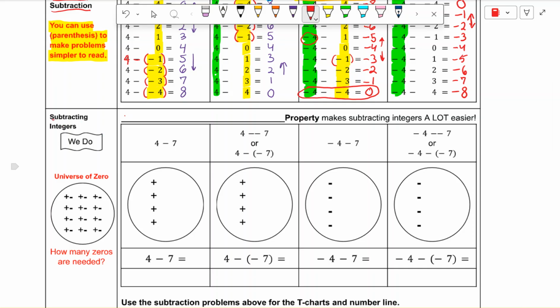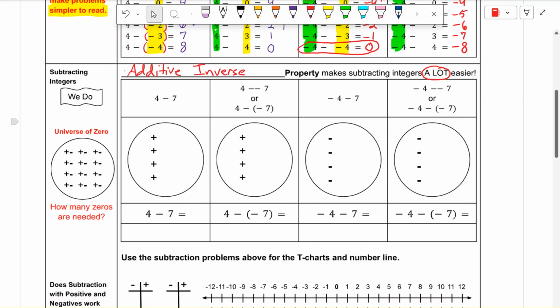All right, so we are in subtracting integers, and this line up here is the additive inverse. You may have heard that in elementary school, but likely you did not. So the additive inverse property makes subtracting integers a lot easier. All right, so this is how it works.